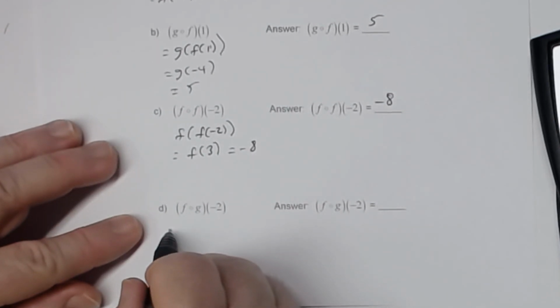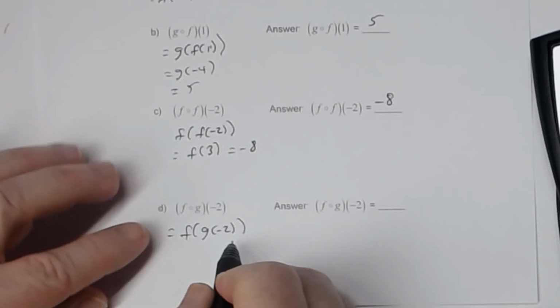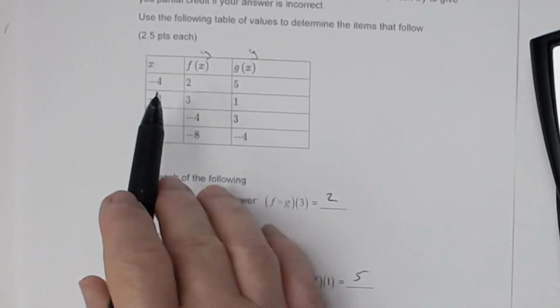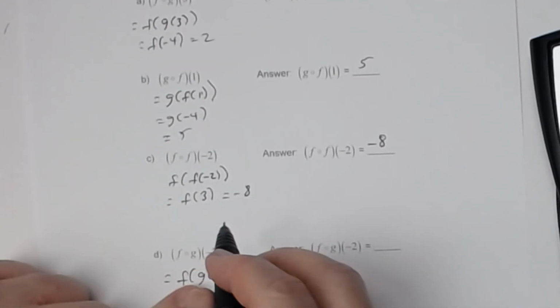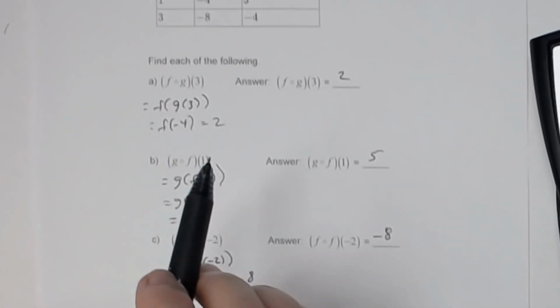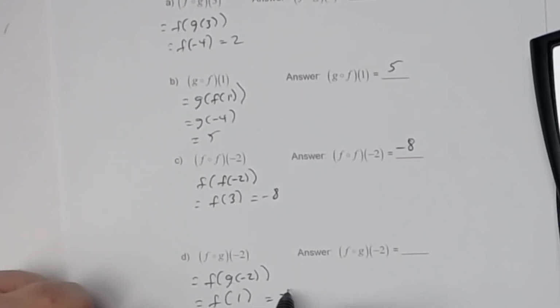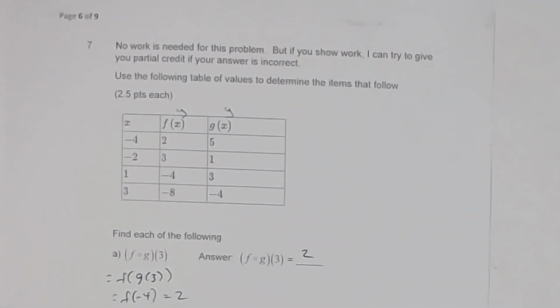This one, that becomes f of g of negative 2. So g of negative 2 means what's my y value when x is negative 2? So when x is negative 2, g of negative 2 is 1. My y value is 1. So now I'm going to find f of 1. So g of negative 2 is 1, so I'm going to take 1 and put it inside of f. So now f of 1, when x is 1, f of 1 is negative 4. So the answer is negative 4. And so that's how you do that one. So that was number 7.